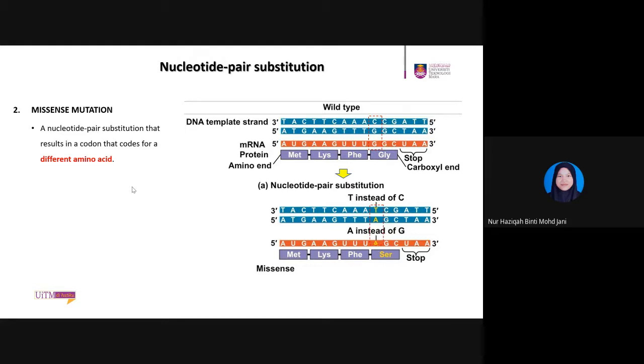Penyakit apa tu? Yang anemia. When you change the structure of the hemoglobin, you change the structure because you change one amino acid to another amino acid. So this causes the hemoglobin to not be capable of binding to oxygen. So your red blood cells cannot carry enough oxygen. Okay.